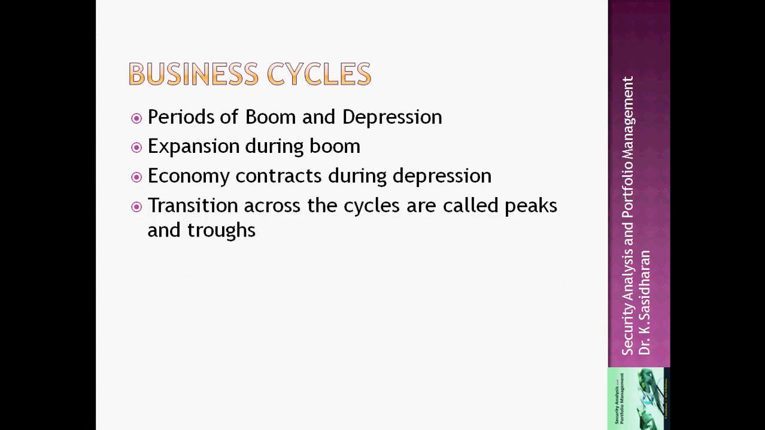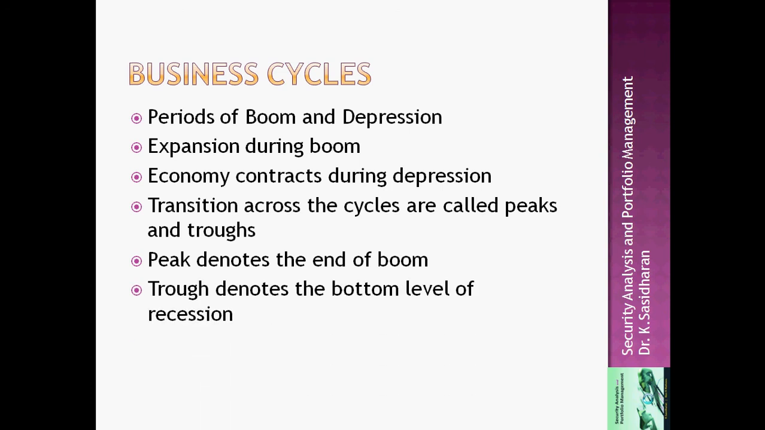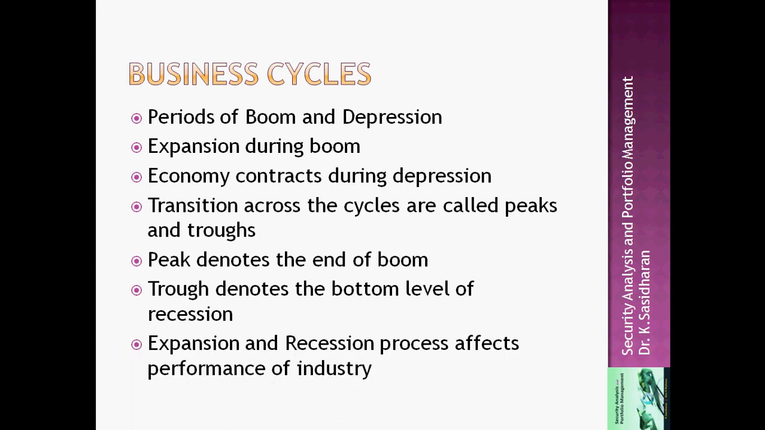Then transitions across cycles are called peaks and troughs. When the economy moves from one state to another state, there can be a trough and peaks. Peak denotes the end of the boom, and trough denotes the bottom level of recession. So when the business cycle is at the peak level, it shows that the boom ended, and it is now going to fall down. And when it reaches trough, it denotes that the recession is over and it is now going to take off.